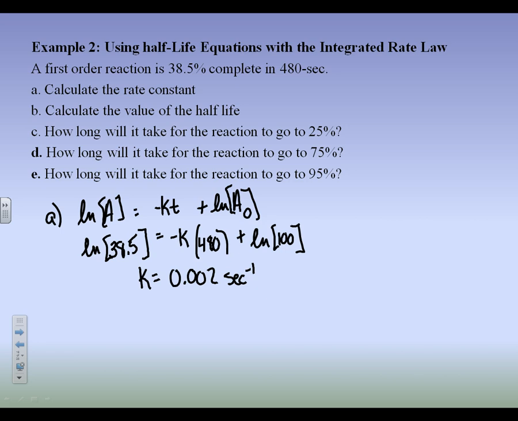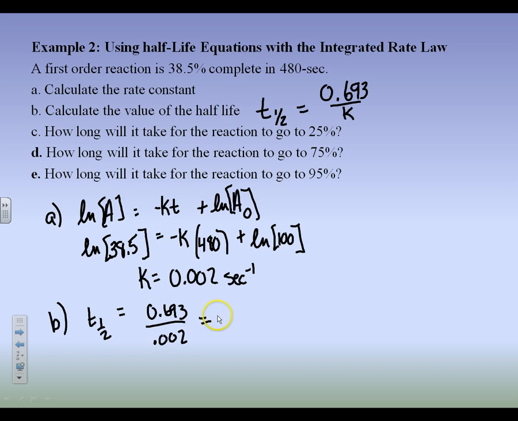Letter B, calculate the value of half-life. The half-life equation that you're usually going to see for first order looks something like this. T to the 1/2 means half-life, and for a first order reaction, it's 0.693 divided by K. That's the equation we're going to use. So let's plug and chug. We've got 0.693 divided by K. We just solved for our K value up there. And so the half-life would be 346.5 seconds.